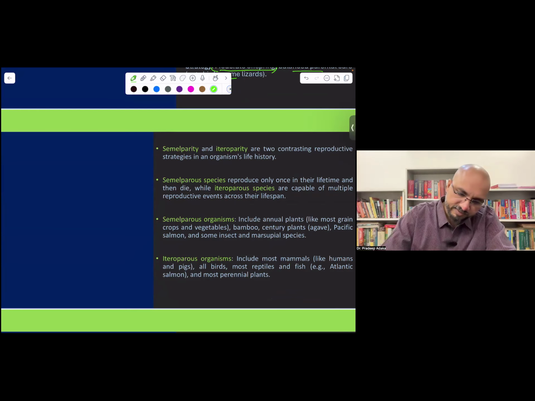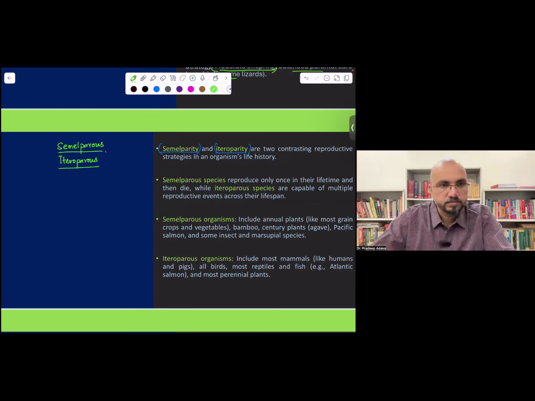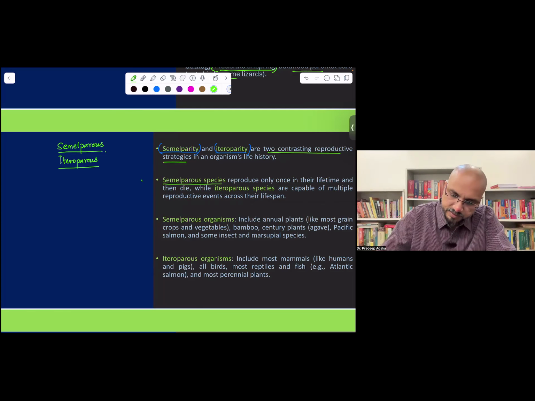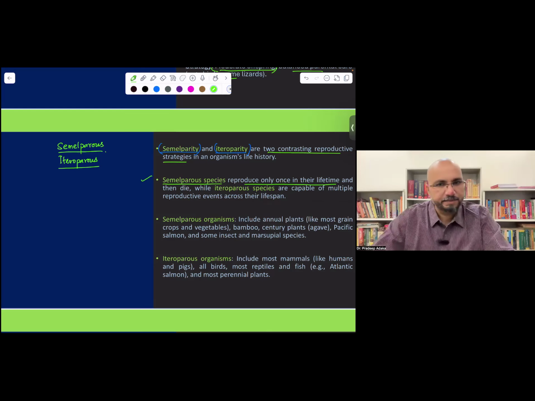The last one is, again, that animals have different types of strategies. For example, here we have two types of animals, semelparous and iteroparous. They have two contrasting reproductive strategies for survival. In semelparous species, they reproduce only once in their lifetime and they die.